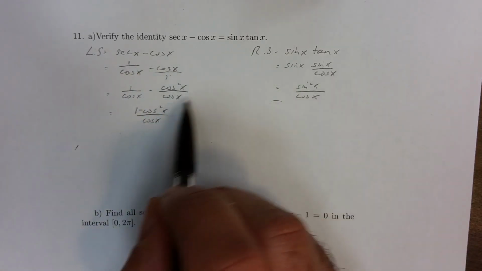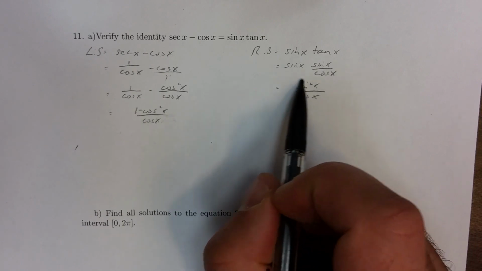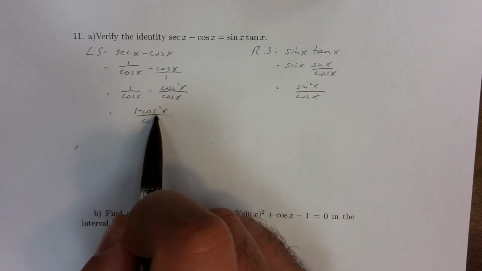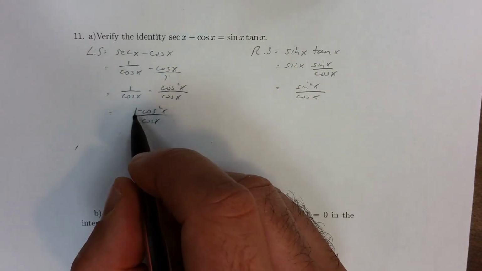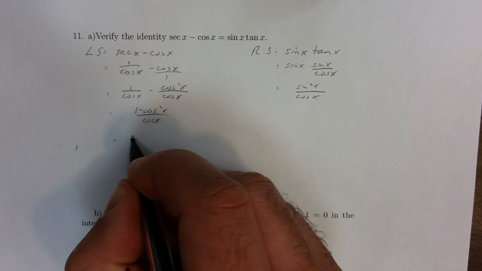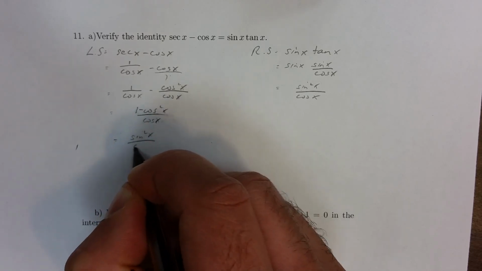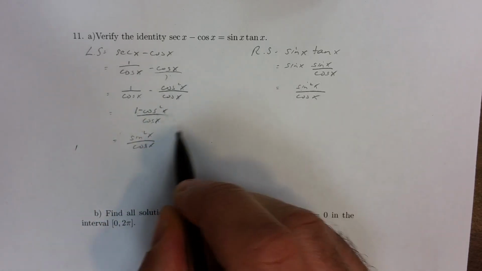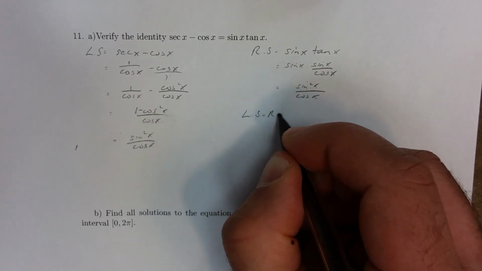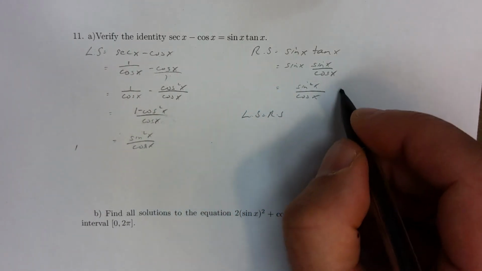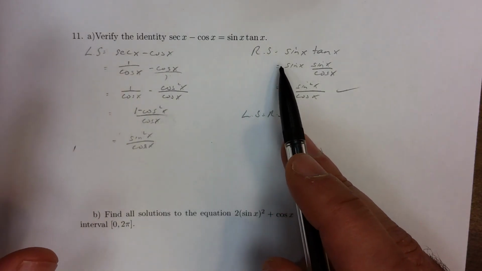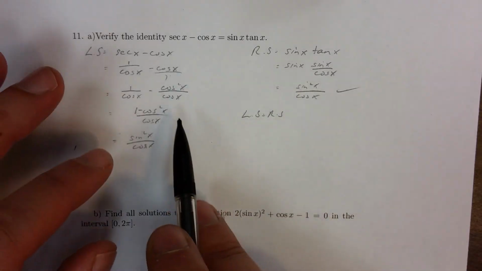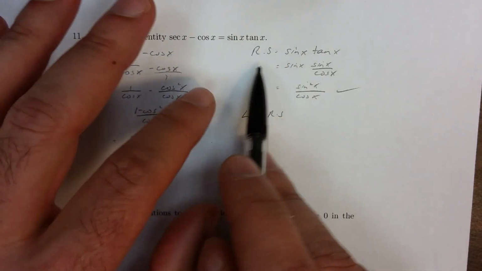And we can see that these two look almost exactly the same, except we have a sine squared x over here and a 1 minus cos squared x over here, but we remember that sine squared plus cos squared equals 1. So 1 minus cos squared is equal to sine squared. And now the left side and the right side are the same. And so we've proven our identity. Now remember, not to write equal signs you can't justify. So we haven't done that. We haven't written an equal sign between the left side and the right side until the very end when we can actually justify it.